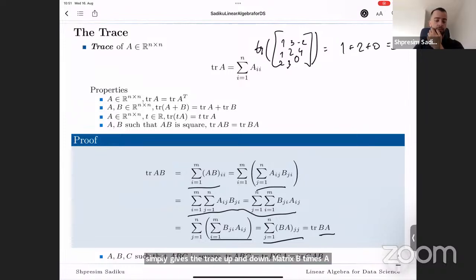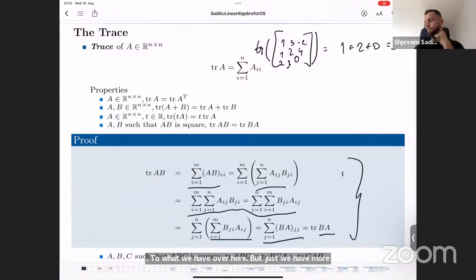And if we have three matrices, A, B, and C, such that the product ABC is a square matrix, then we actually have this property that the trace of the matrix ABC is equal to the trace of BCA, which is equal to the trace of CAB. So the proof for this one would be very similar to what we have over here, but we just have one more matrix.